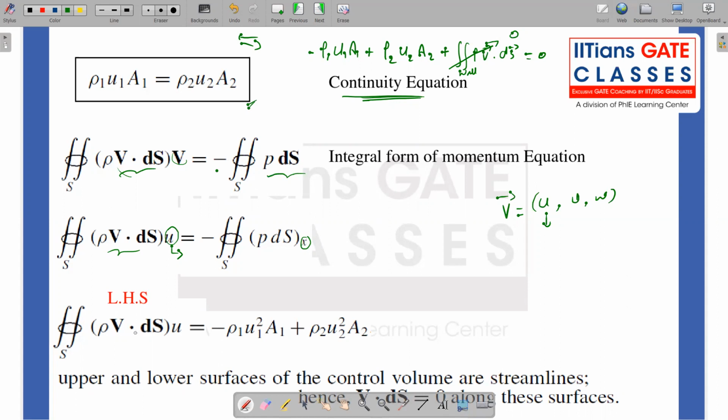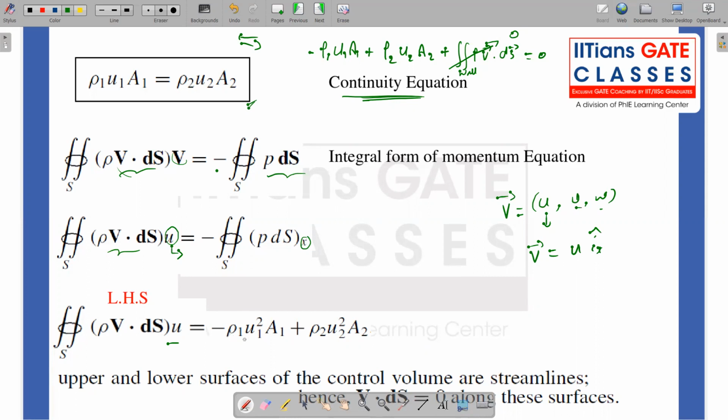I have rho V dot dS times u. Because it is assumed to be quasi one dimensional, my velocities in the v and w directions are negligible. So V basically becomes u in the x direction, say in i cap, right? So V becomes u alone. It becomes rho u times A, that is V dot dS is uA, and depending on the sign, whether the velocity vector and area vector are pointing parallel or anti-parallel, this becomes negative or positive.